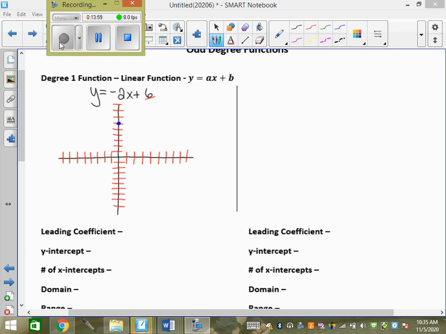Now this is where people mess up in grade 10, is they'll plot their y-intercept, and then they'll start at 0, 0 for their slope. You don't. You plot your y-intercept because your y-intercept is a starting point. Okay? Then we have a slope. Our slope is negative 2 over 1.